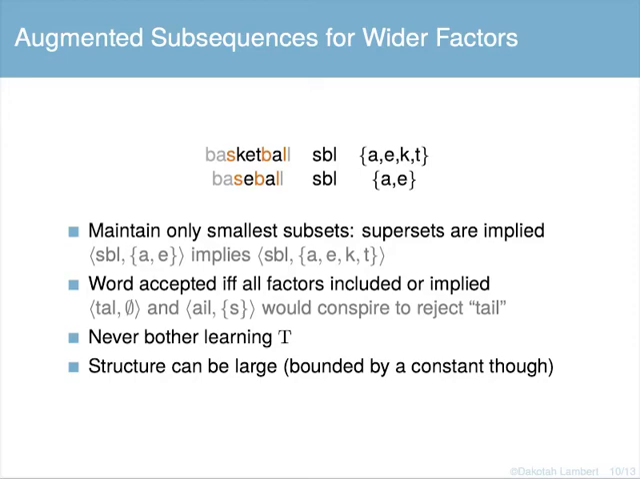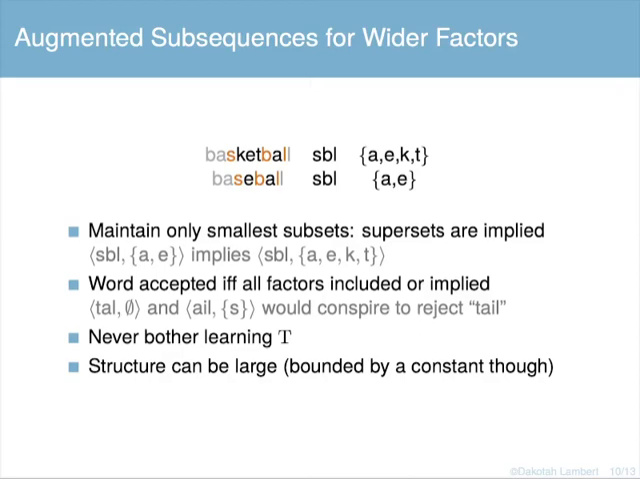Now once you've found all of these augmented subsequences for every word in the text, and filtered the results according to the subset principle, a word is accepted if and only if all of its factors, that is, all of these augmented subsequences, is either included explicitly as acceptable or implied by something that's considered acceptable.